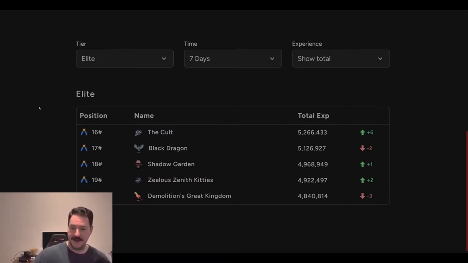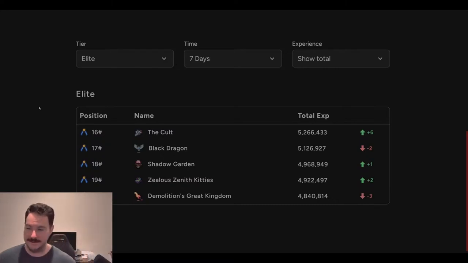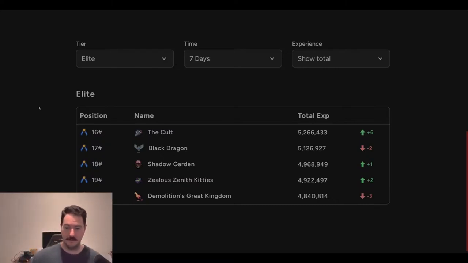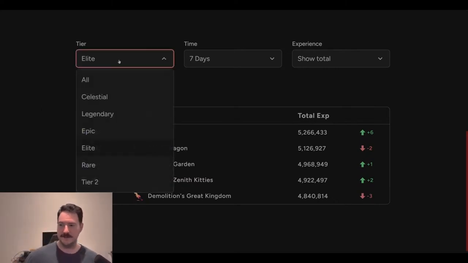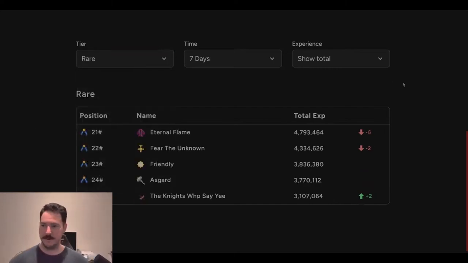ZZK at number 19 at 4.9 mil earned, 2 positions forward. And then DGK at number 20 with 4.8 mil earned, dropping 3 whole positions. Demo's not here. I don't know if DGK is going to continue. Generally, Demo goes hard for a season and then he hibernates. Okay, now we're in Rare tier.